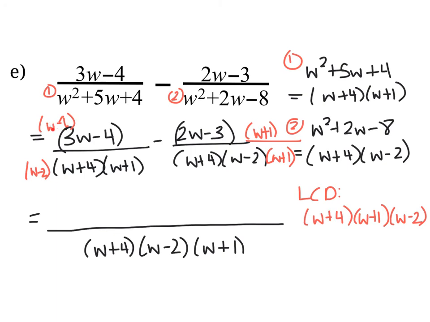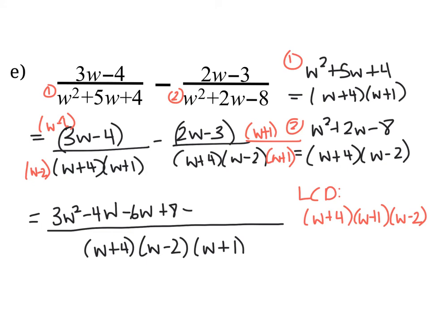In the numerator, I've got (w - 2) times (3w - 4). So I have to FOIL this. Just like this one, I have to FOIL. So let's FOIL this quickly. I've got w times 3w. That's going to be 3w squared. I've got w times negative 4, that's negative 4w. And then I've got negative 2 times 3w is negative 6w. I've got negative 2 times negative 4 is positive 8.